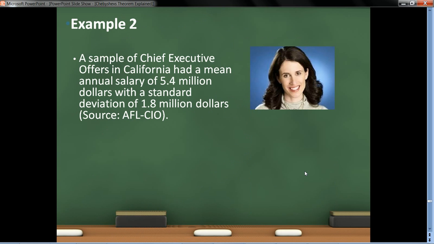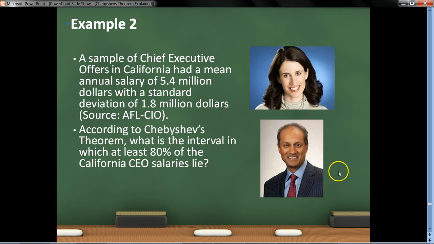All right, so let's take a look at an example of this one now. A sample of CEOs from California had a mean annual salary of $5.4 million and a standard deviation of $1.8 million. So there's some data for California CEOs. According to Chebyshev's theorem, what is the interval in which at least 80% of the California CEO salaries lie?